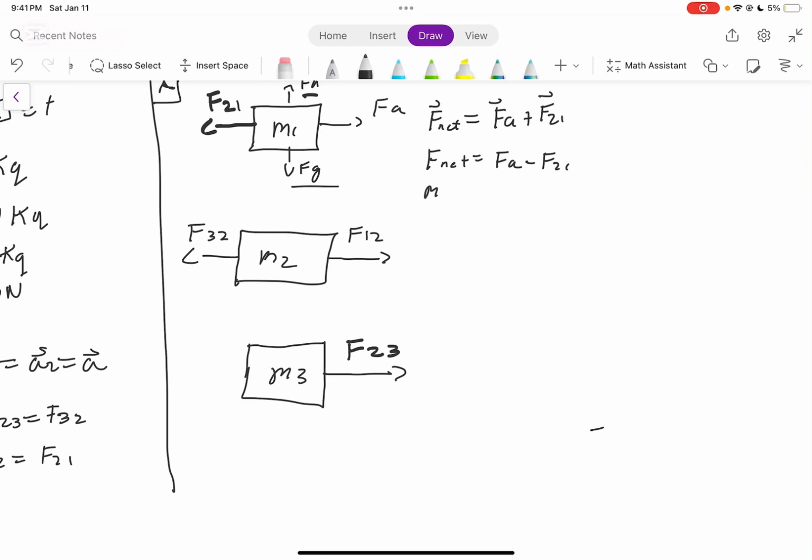We can sub in our equation for force net. Force net is equal to m times a. So we can put mass times acceleration is equal to force applied minus force of 2 on 1. Now we can go into putting in our forces for object number 2. Our net force is equal to force applied plus force of 2 on 1.